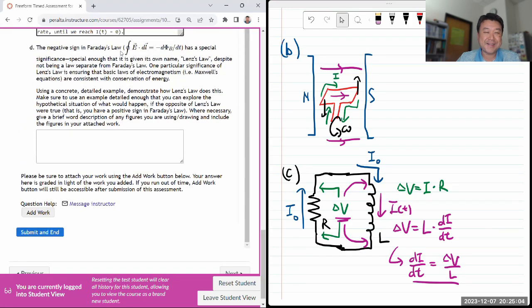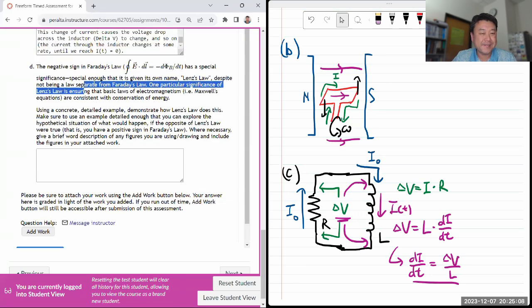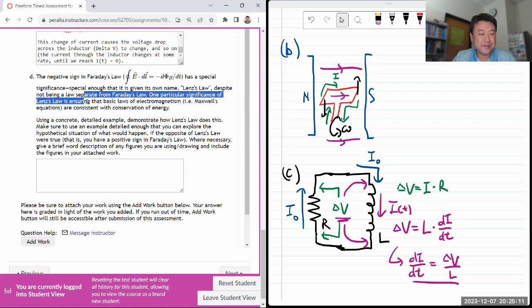Okay, yeah, the negative sign in Faraday's law has a special name, Lenz's law. One person can say it's ensuring the conservation of energy. So, using a concrete, detailed example, demonstrate how Lenz's law does this.